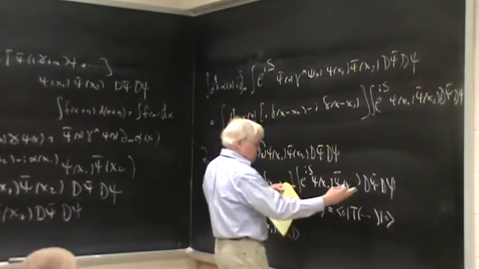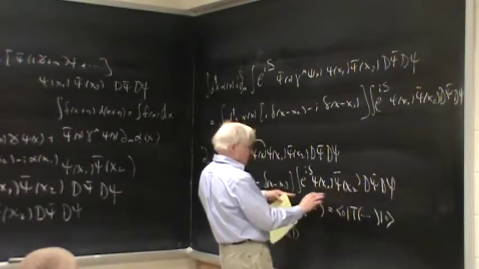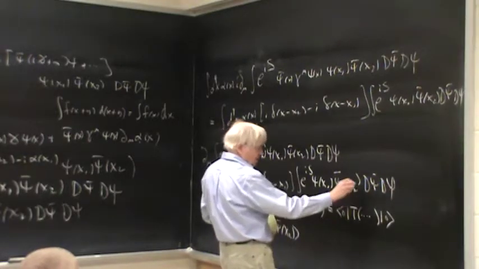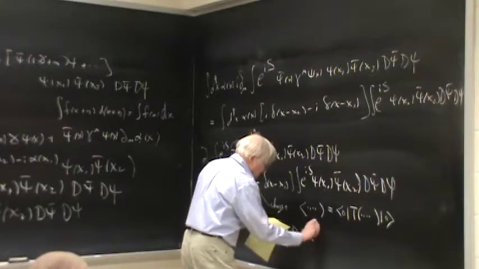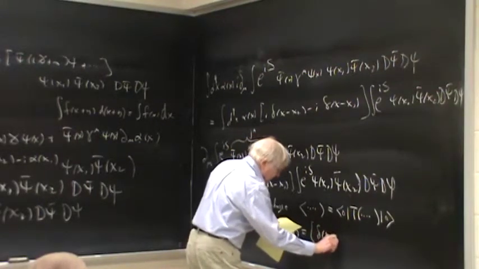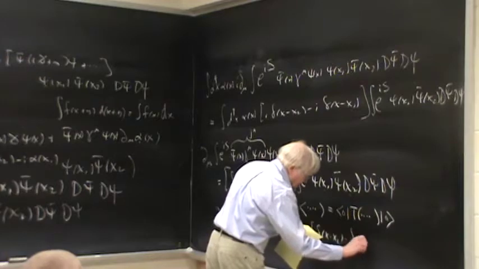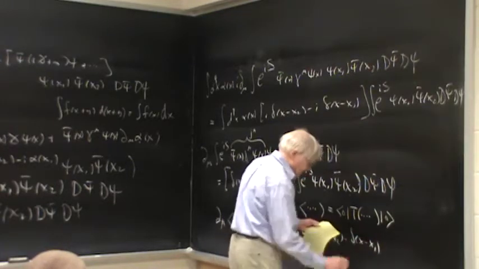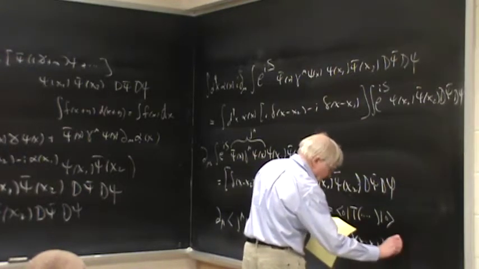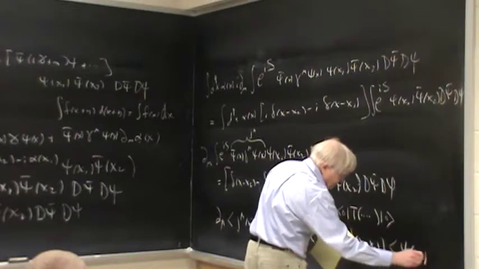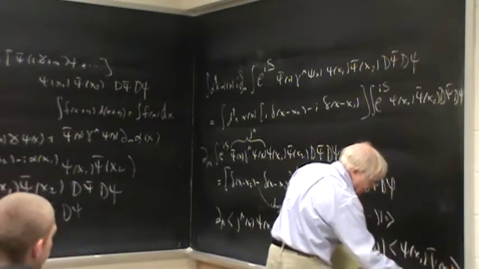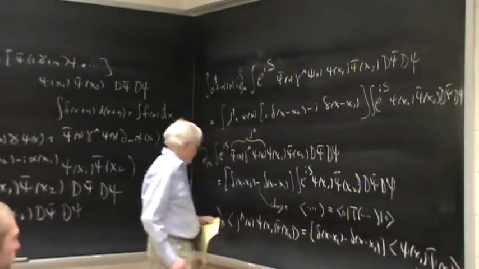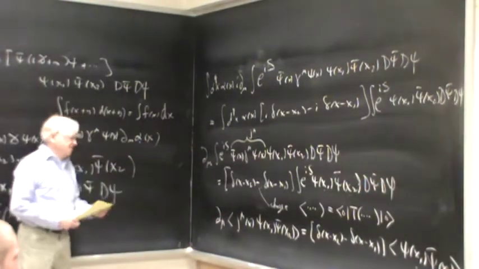And this again, what is this? This gives you a time-ordered product of these two fields. And so this is δ(x − x2) − δ(x − x1), ψ(x1) ψ-bar(x2), and of course this is just the Feynman propagator for the electron.